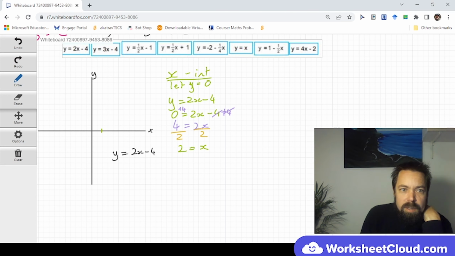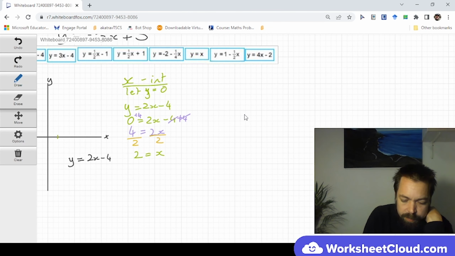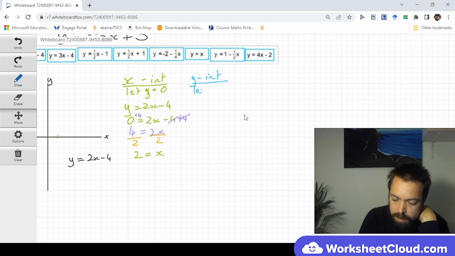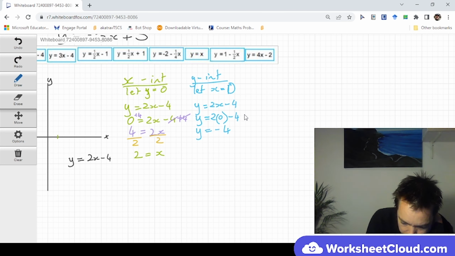If I then want to find the y-intercept, I'm going to let x equal 0. Let's do that in a different color. So y-int, let x equal 0. Then I've got my formula, y equals 2x minus 4. y equals 2 times 0 minus 4. y equals minus 4. Right, so it crosses the y-axis at minus 4.